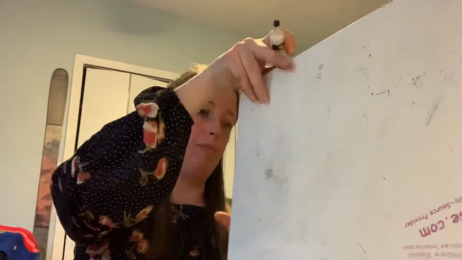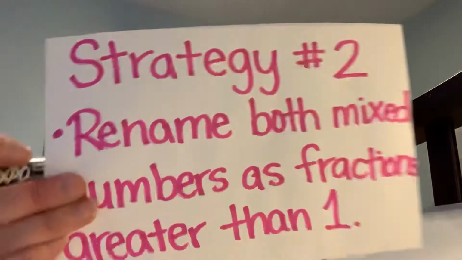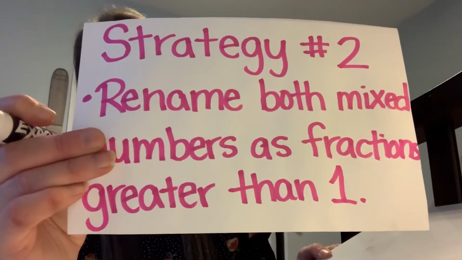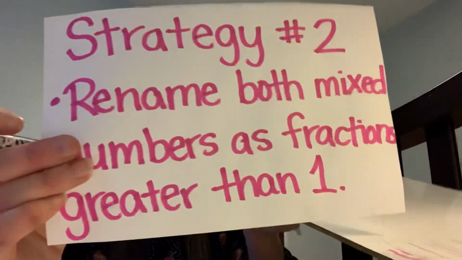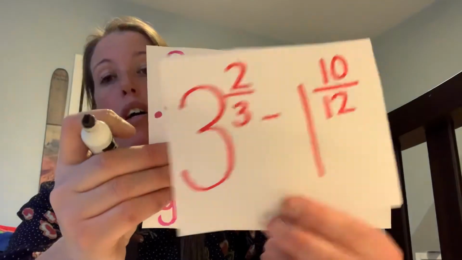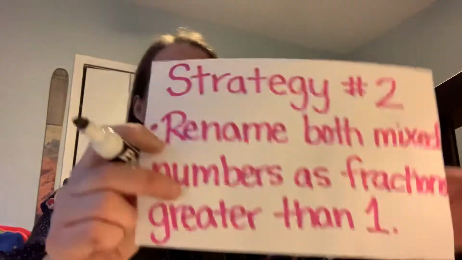Now I understand that might have seemed a little confusing or went really fast. We're gonna keep practicing, so don't worry. Okay. Now, another strategy we can use, strategy number 2, rename both mixed numbers as fractions. So we're going to make the mixed numbers that we're working with into 2 improper fractions.